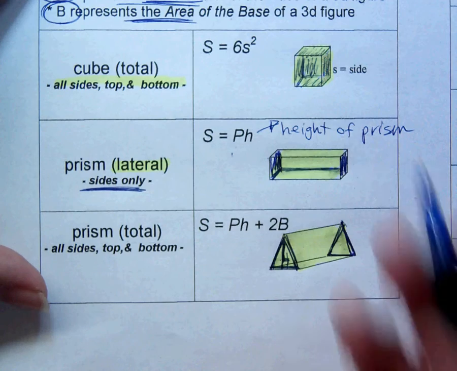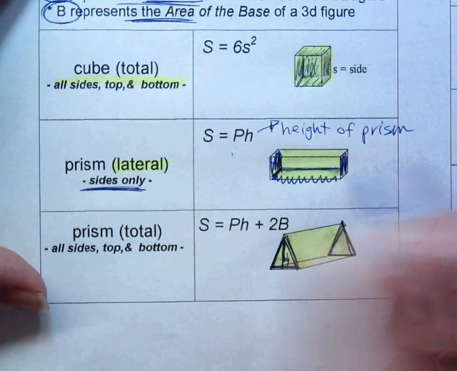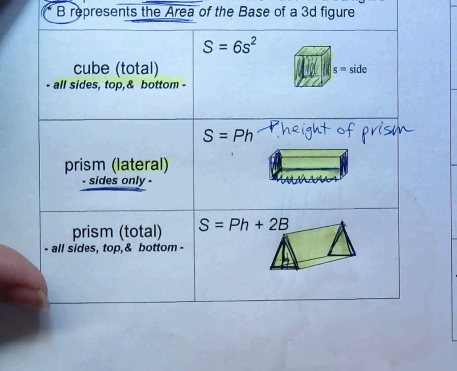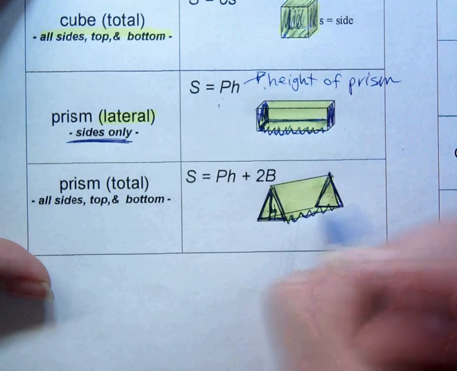Very important that the height of the prism, after I do my two bases and color them in, I like to make a little line here so I can remember. The height of the prism is the distance between the two bases. Over here, here's my two bases. The distance between those is my height.